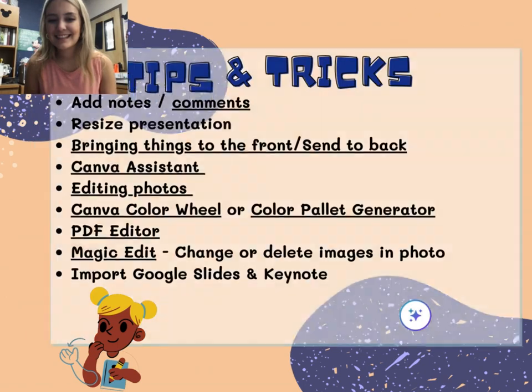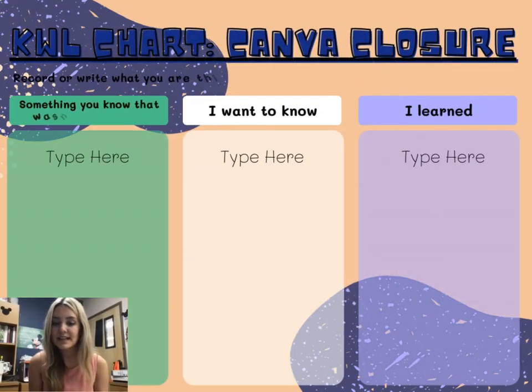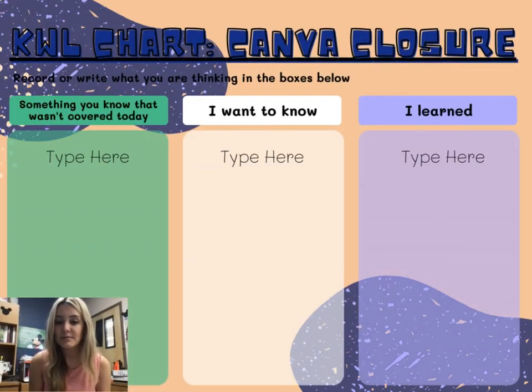Thanks. When Paloma and I presented in person, this was the closure that we used for our participants. And so we wanted to leave it in here because it is an example of a KWL chart that you could use in your own classroom. You could keep it in a Canva presentation, or you could also print it out. One way to have students use this is maybe you create a bunch of different slides and each student is assigned their own slide. So then it's all in one place for you to be able to see it.